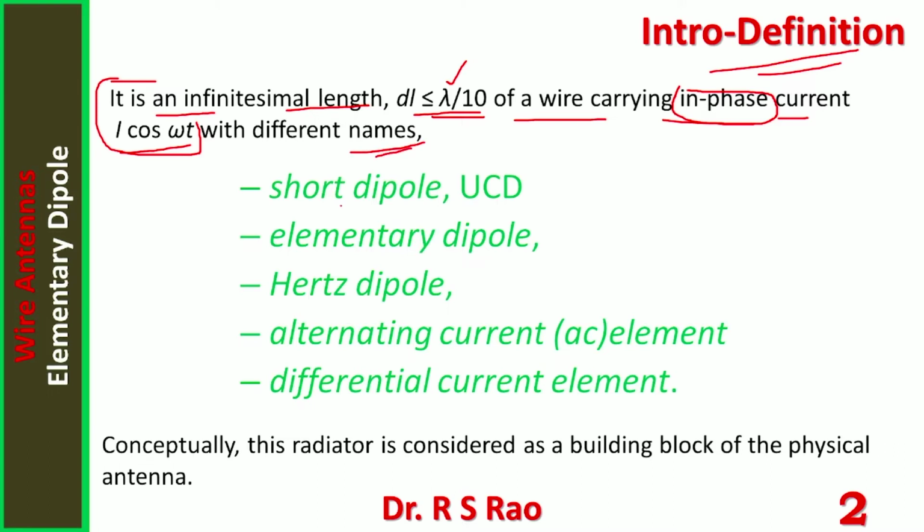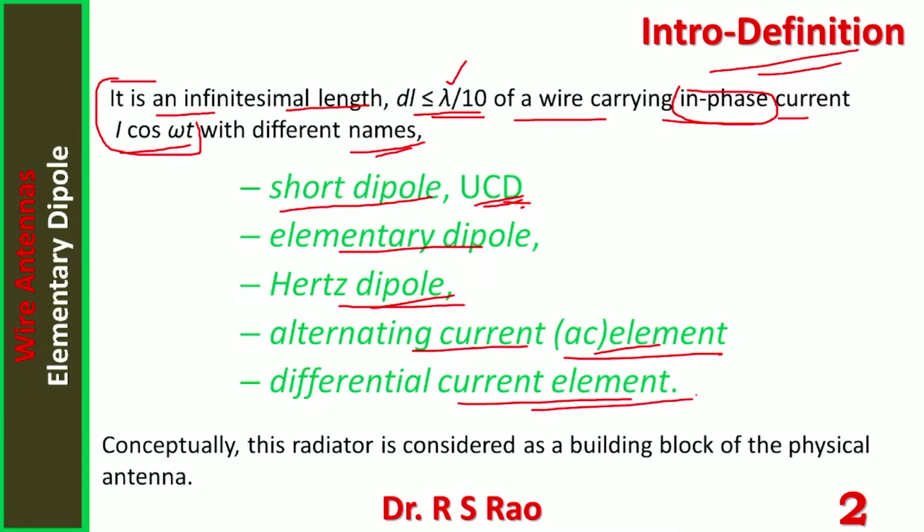It has several names. One name is short dipole with a uniform current distribution. Another short dipole is also there, but it carries linear current distribution. Elementary dipole carries uniform current distribution. Of course, it is usually called elementary dipole. Another name is Hertzian dipole. Still another name, AC element, where AC stands for alternating current. It is also called differential current element.